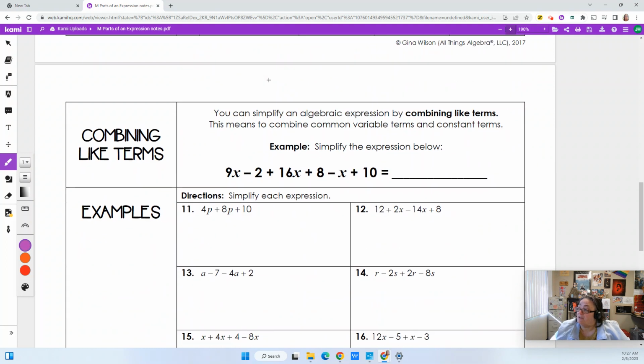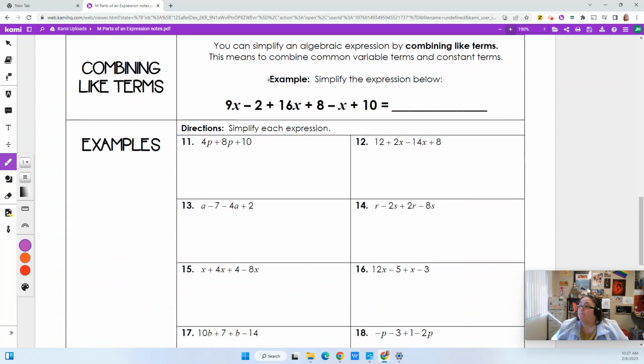So if we look at this expression that they're giving us right now, all of these x values can be combined. We have this 9x plus 16x minus x, and we can combine all of those. And the way we would do it is we would add or subtract their coefficients, right? So here I would have 9 plus 16, that's 25. And then minus 1 would be 24. So I would have 24x.